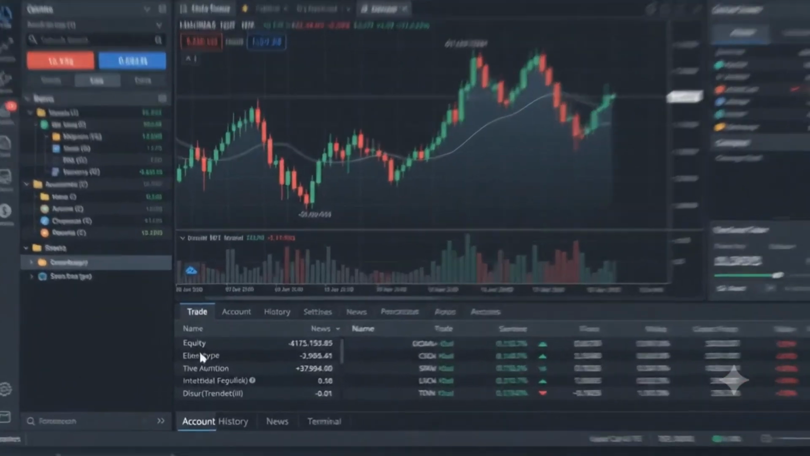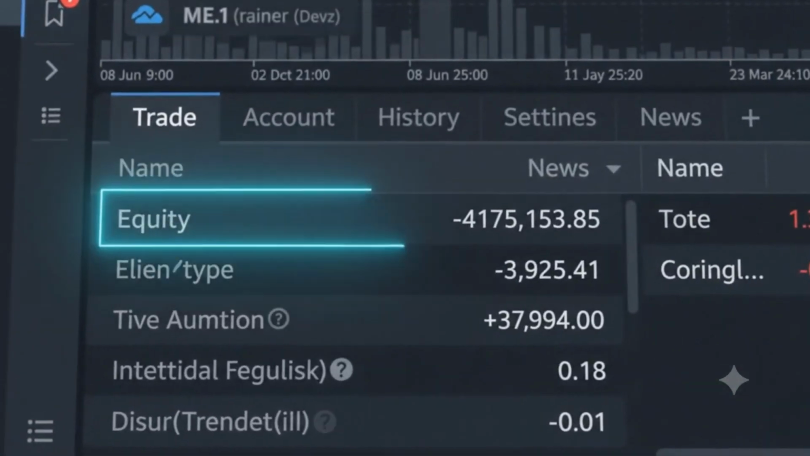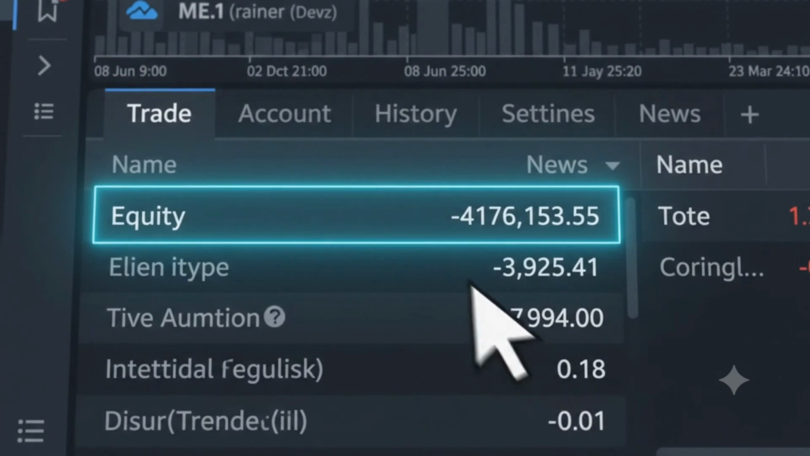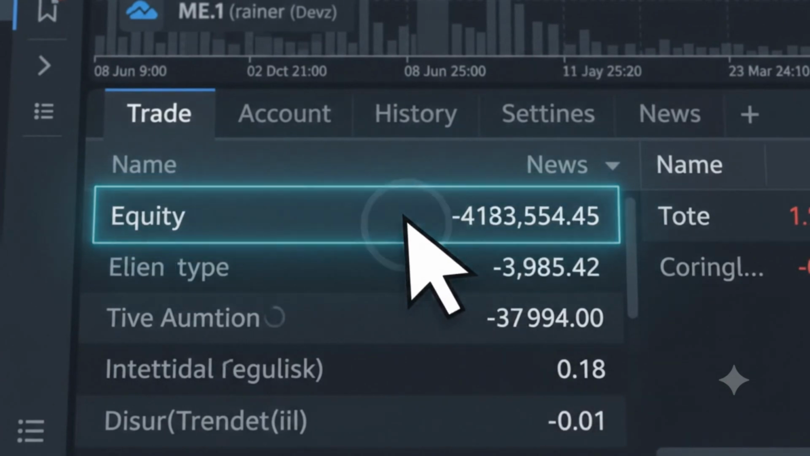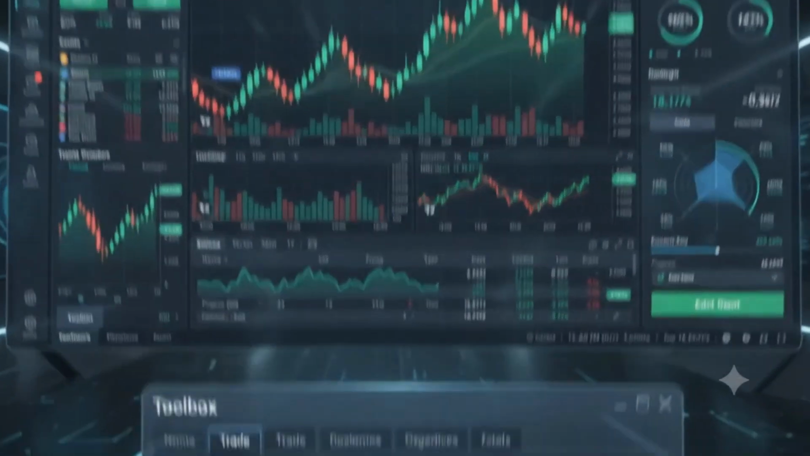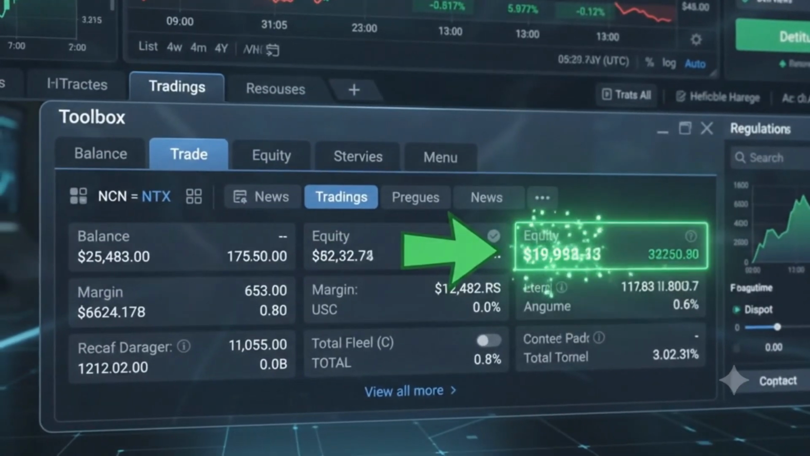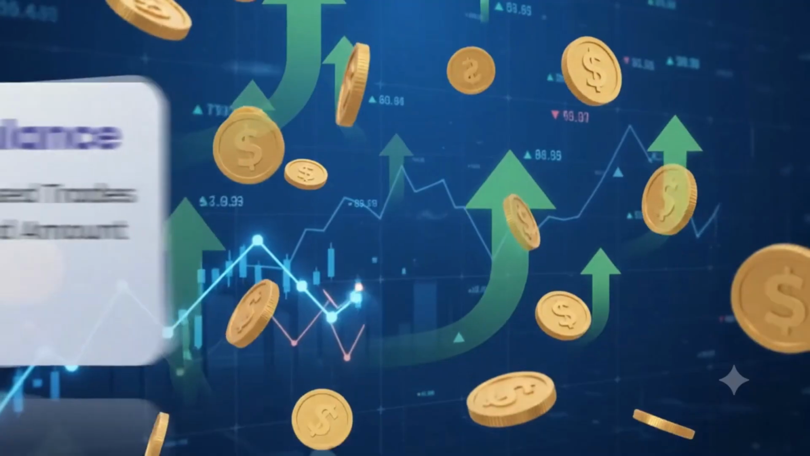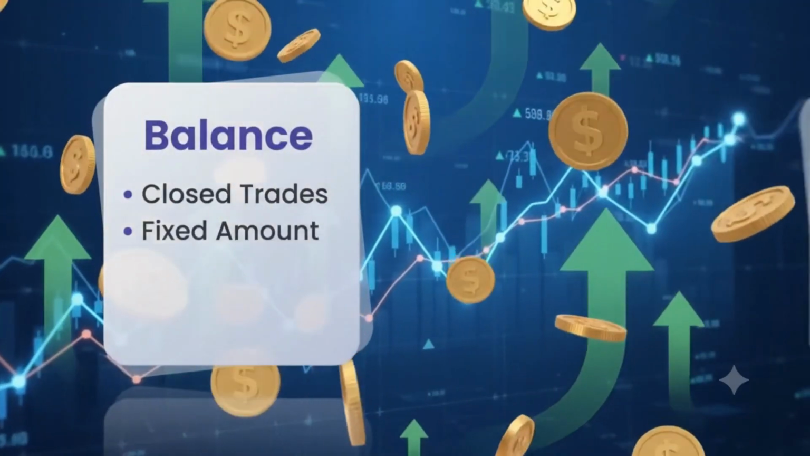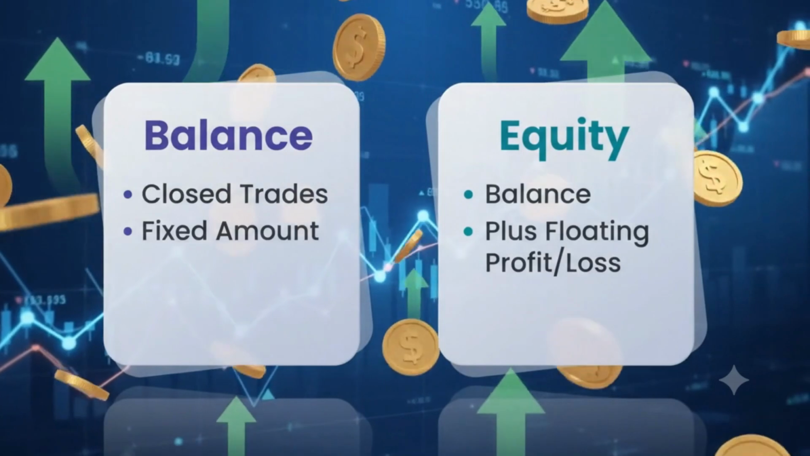The equity amount is displayed in the terminal window under the Trade tab on your MT4 client terminal. If you're using the MT5 trading platform, then the equity amount is located in the toolbox under the Trade tab. So now you know the difference between balance and equity.